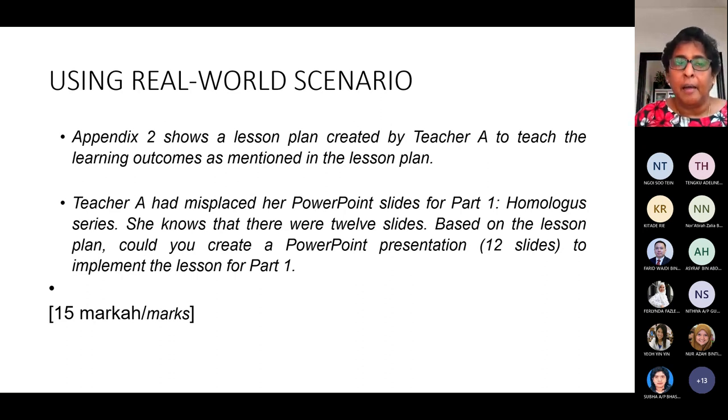I said, Appendix 2 shows a lesson plan created by Teacher A to teach the learning outcomes as mentioned. Teacher A has misplaced her PowerPoint slides for part 1, homologous series. She knows that there were 12 slides. Based on the lesson plan, could you create a PowerPoint presentation of 12 slides? So you can only have 12 slides to implement the lesson for part 1. This is what was in the appendix.